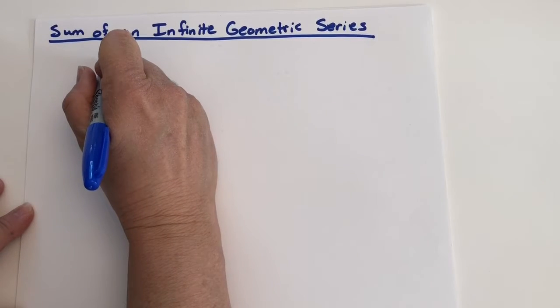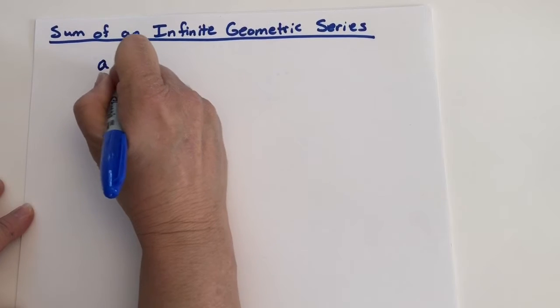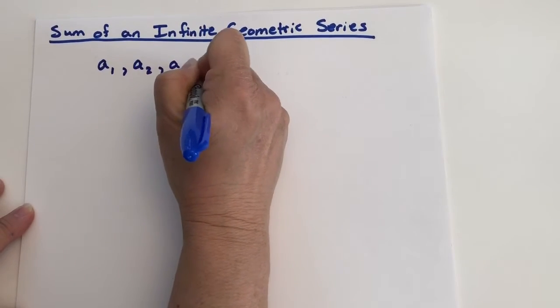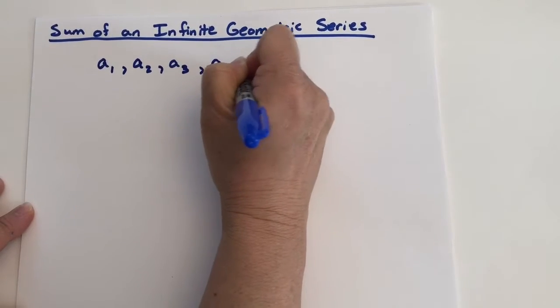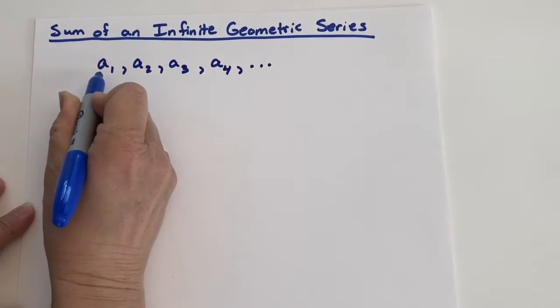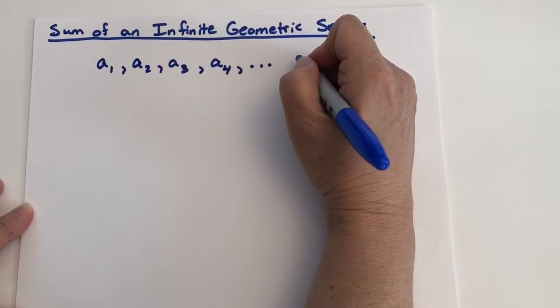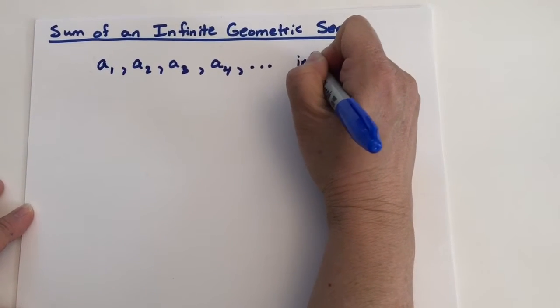Remember, a list of numbers like this: a sub 1, a sub 2, a sub 3, and a sub 4, and so on. And of course, these terms just represent numbers, is called a sequence. And this would be an infinite sequence.